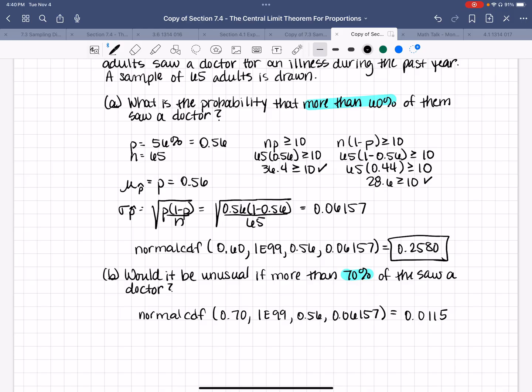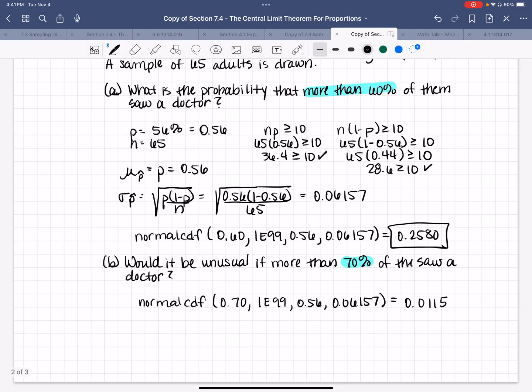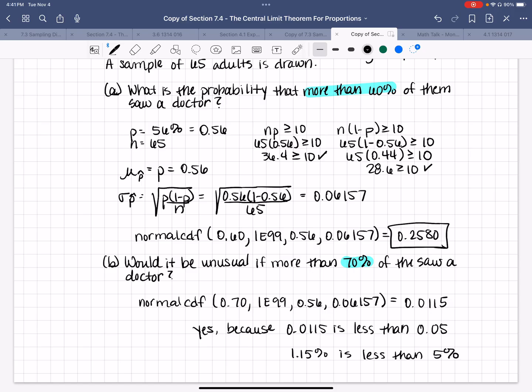You're only about 1% likely to get a sample where 70% or more saw the doctor. So when you pull that sample, you only have a 1% chance of getting more than 70% of that sample who saw a doctor that year. Is this going to be unusual? Yes, because 0.0115 is less than 0.05. If you need to, just tell yourself this is about 1.15%, and that is less than 5%. If you need to think of it that way.